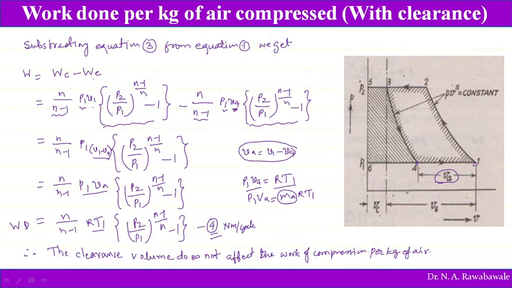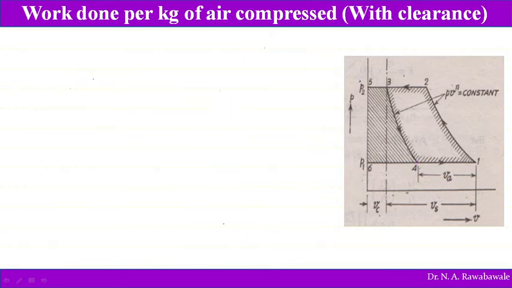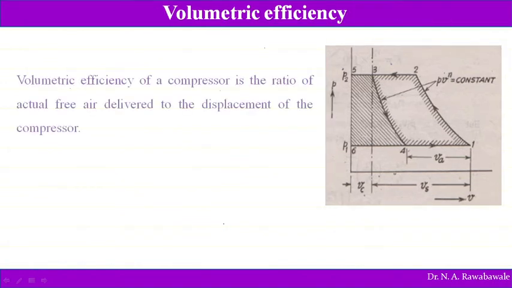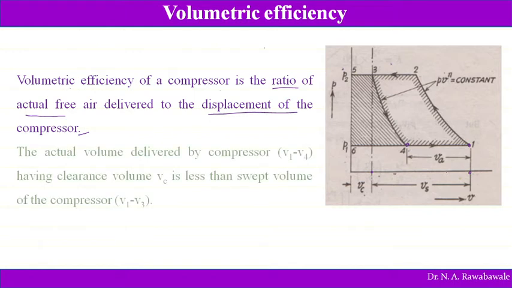Now coming to the volumetric efficiency. What is this volumetric efficiency? Volumetric efficiency of compressor is the ratio of actual free air delivered to the displacement of the compressor. So actual free air delivered is VA and displacement of compressor is VS. So this ratio is known as volumetric efficiency.